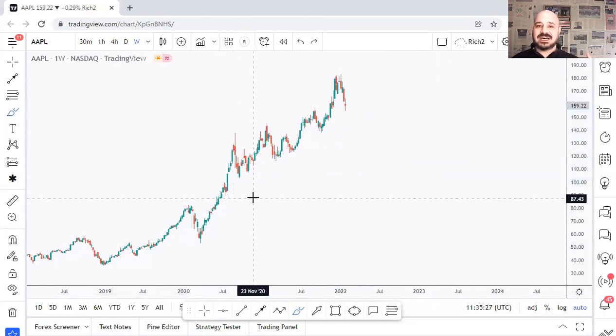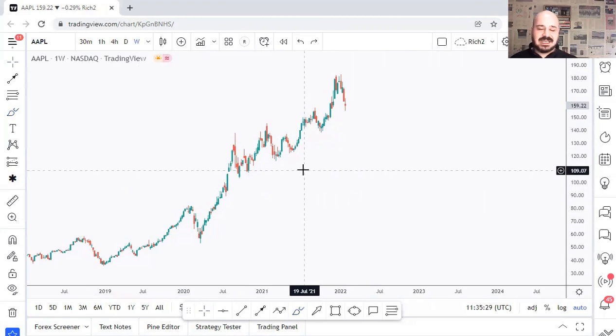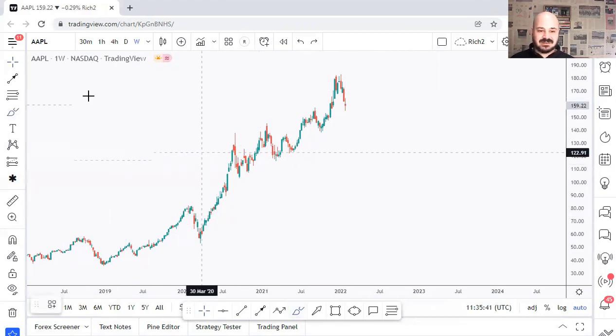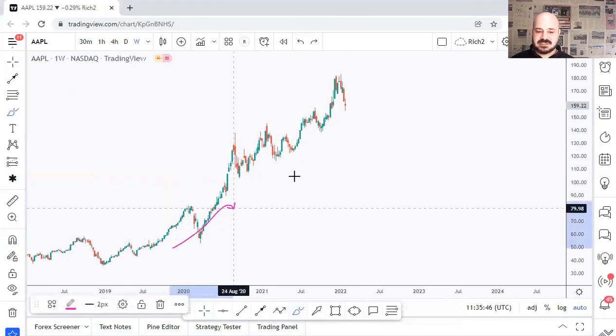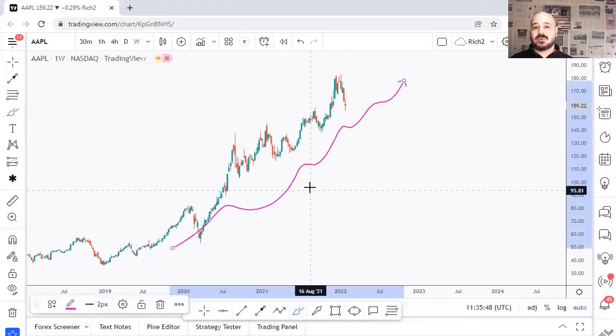So let's start by drawing our horizontal support and resistance. And as I mentioned previously in many episodes, sometimes when you are trading or analyzing a stock or crypto instrument, you might not find a lot of support and resistance, because we don't have enough data if you look on the left, or because the price is going in one direction for a long period of time.